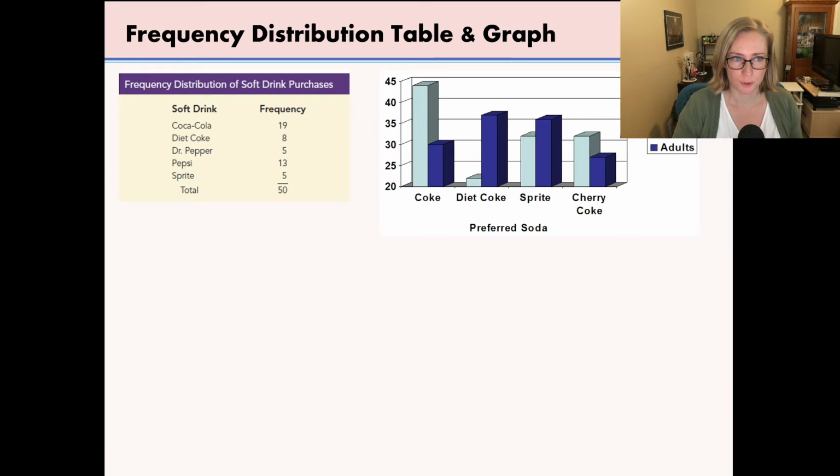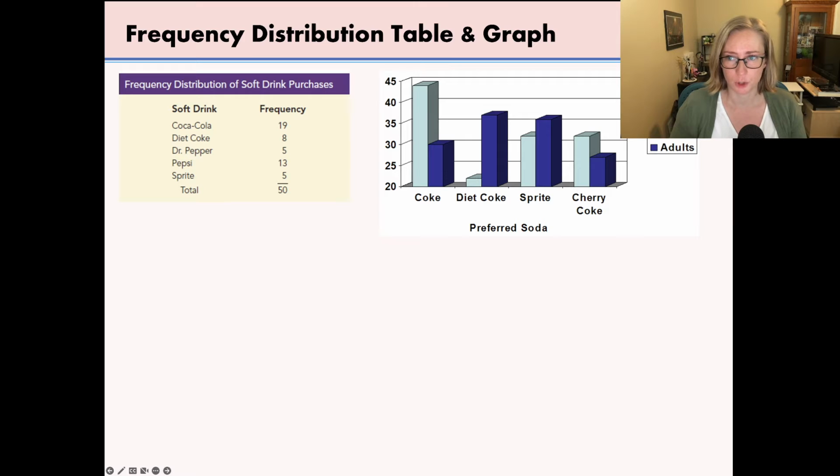So just a few examples of what that might look like if you do it in a table or in a graph. So, who likes to drink Coke, Diet Coke, all these different sodas, your frequency or the amount of people in that. And especially with a table, we're almost always going to have this total at the end. And of course, I always find a graph a whole lot easier to read quickly.